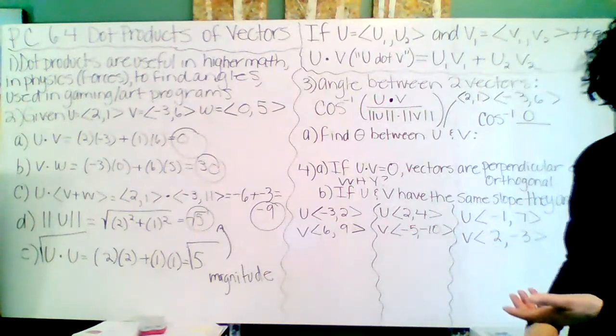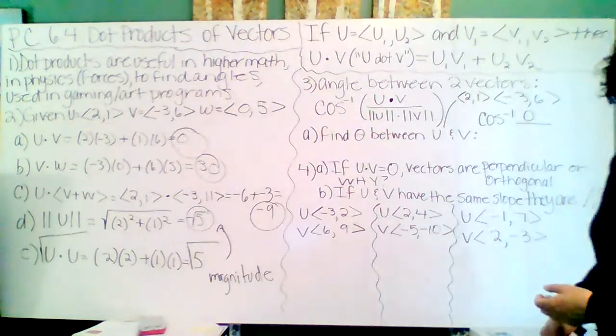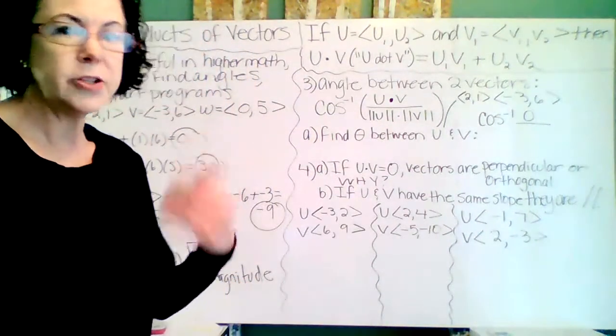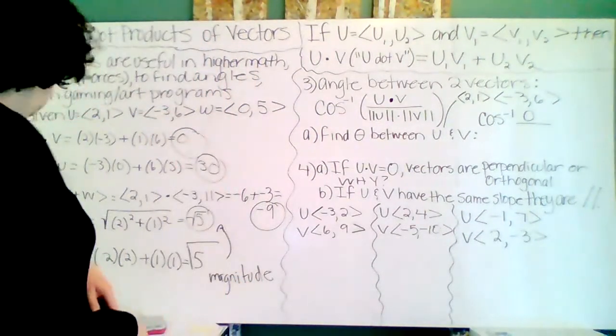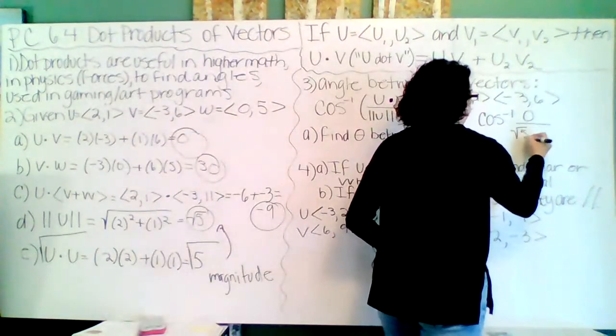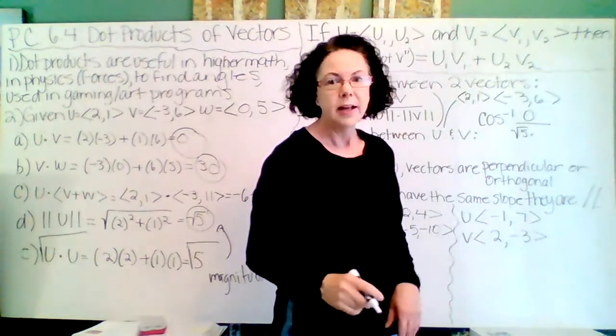Now, obviously, this fraction is going to be 0, right? But let's go ahead and get the magnitude of u times the magnitude of v just for a little practice. So the magnitude of u was the square root of 5, right? And the magnitude of v, let's take a look.